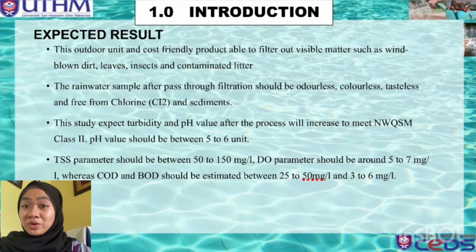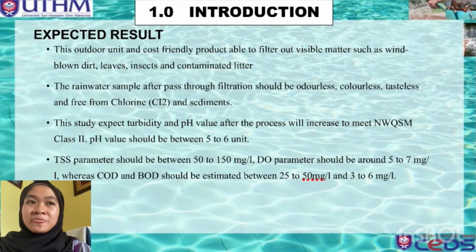Next, what we expect from this study is that the pH value is between 5 and 6. Why? Because based on the National Water Quality Standard for Malaysia, it is stated that class 2 for pH, which is used for recreational use with body contact, should be between 5 and 6.